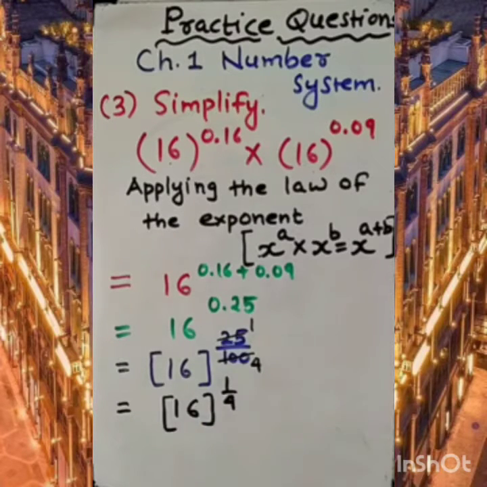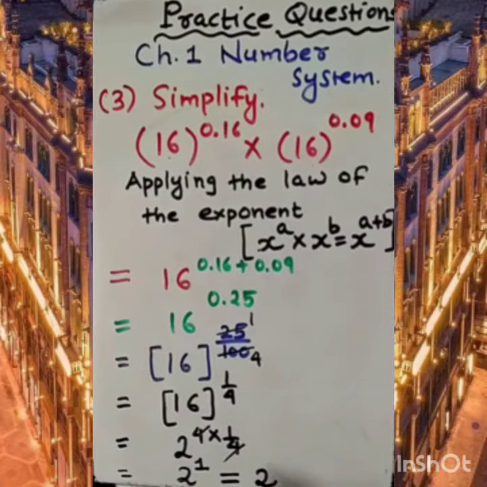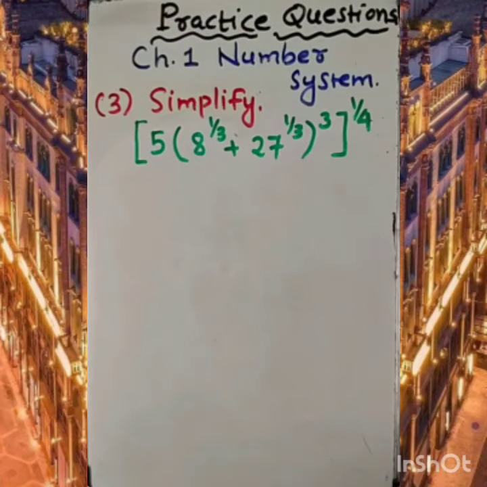Fine. Now here 16, we know 16 can be written as 2 into 2 into 2 into 2, 4 times 2. So we can write it as 2 to the power 4 into this 1 by 4. Okay, so this 4 is cancelled. So 2 to the power 1 only is left, which is 2 only. 2 to the power 1 gives the result 2 only. This is the answer.